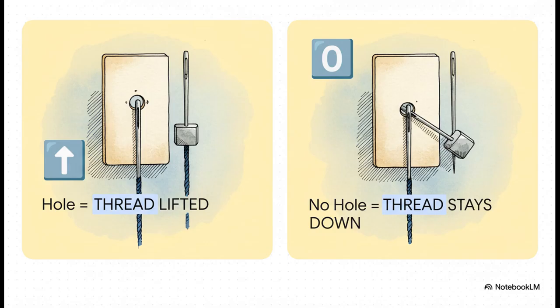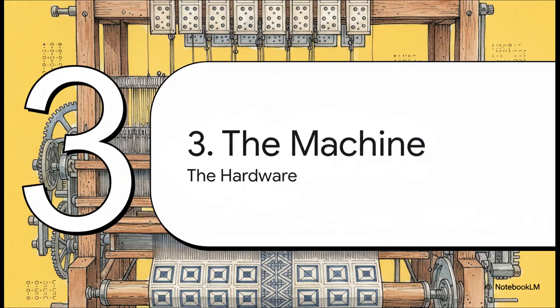It's binary. It's as simple as this. If a needle in the loom finds a hole, it goes through, and that lifts its thread up. If it hits a blank spot, it's blocked, and the thread stays down. Lift or don't lift. That's it. A 1 or a 0. This is literally the physical embodiment of binary code, decades and decades before the first electronic computer was even a dream.